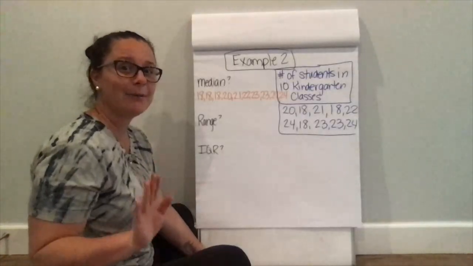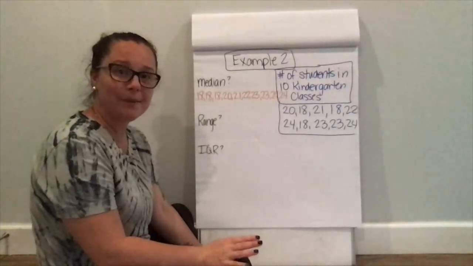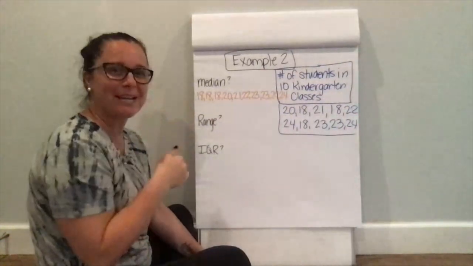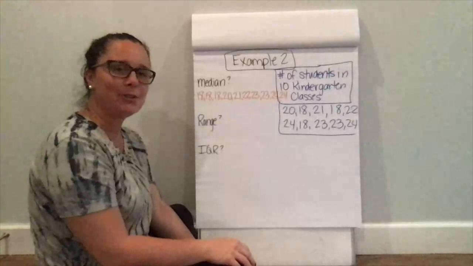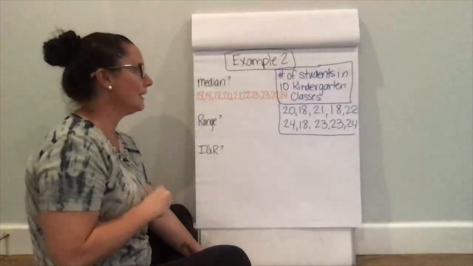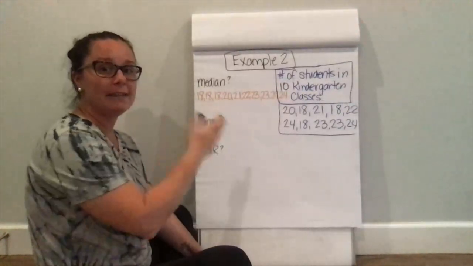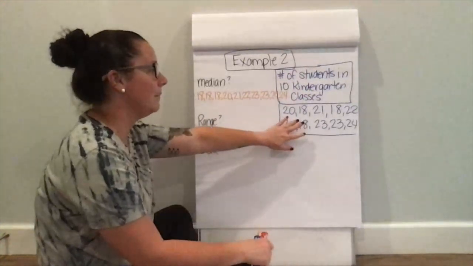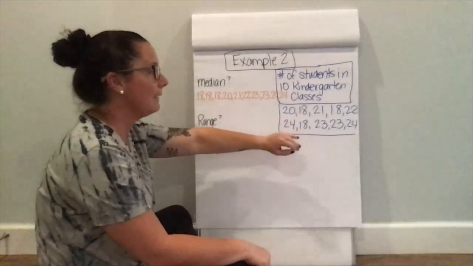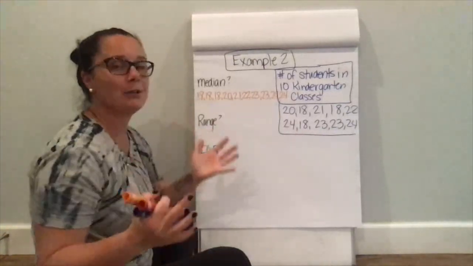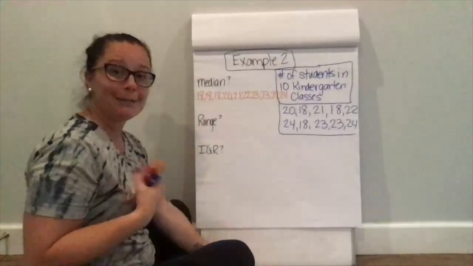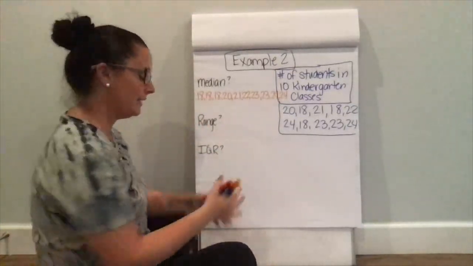Hey there, here we go with example 2. Same thing, we're finding the median, the range, and the IQR. What we're looking for here is the variability in the number of students in each kindergarten class. So we have a list of the number of students in classes, and we want to see how much those values vary amongst each other. I always have you start with the median just because that's something that you need to find.